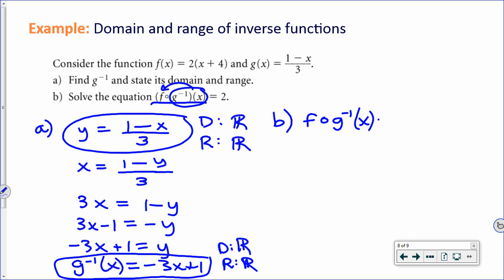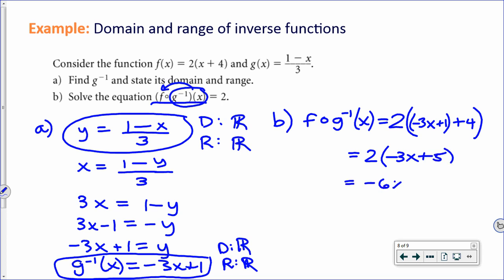We'll be starting with the f function, which is 2 times x plus 4. Only in place of x, we'll be putting the inverse of g function, which is the negative 3x plus 1 that I just found in part A. So if I start to clean this up a little bit, I don't really need those parentheses inside. 1 plus 4 is 5. Then distribute the 2. And that is my composition of those two functions.